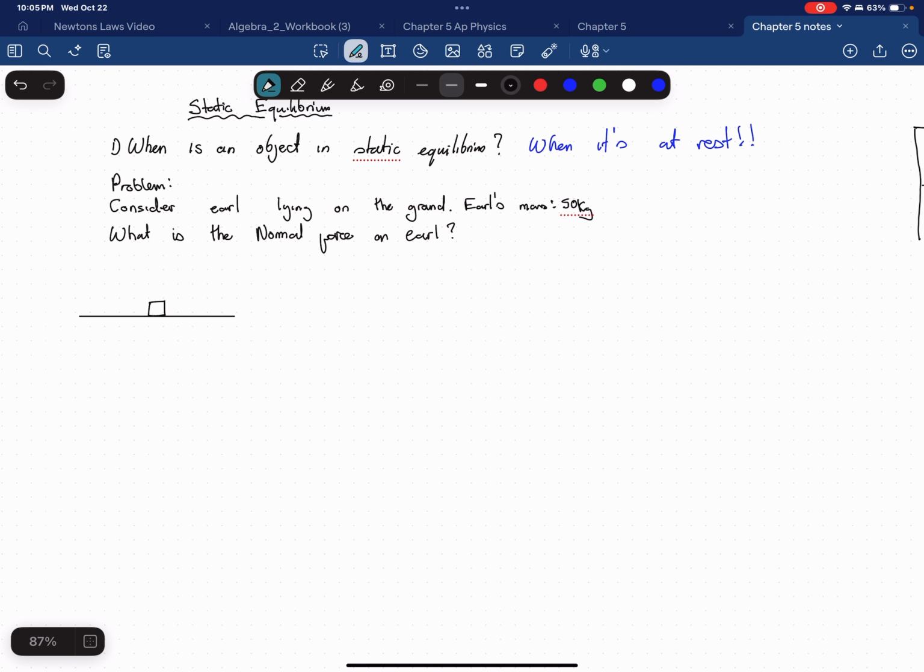Step one, coordinate system. My positive y will be up there. My positive x will be to my right hand side. What forces are acting on Earl? Well, the gravitational force for sure is acting on Earl. So Earl's weight is acting on Earl. We see Earl is also on the surface, so the normal force is acting on Earl as well.